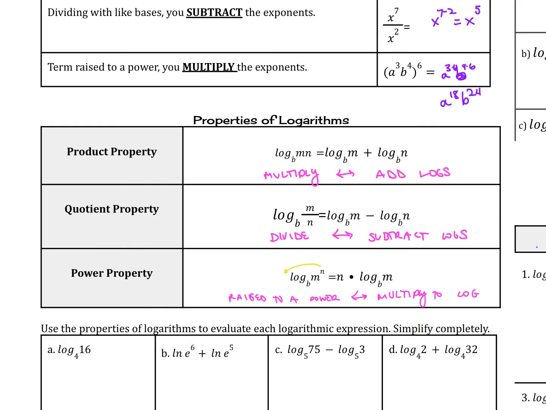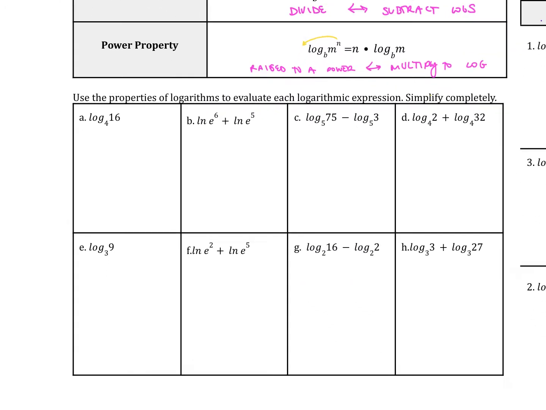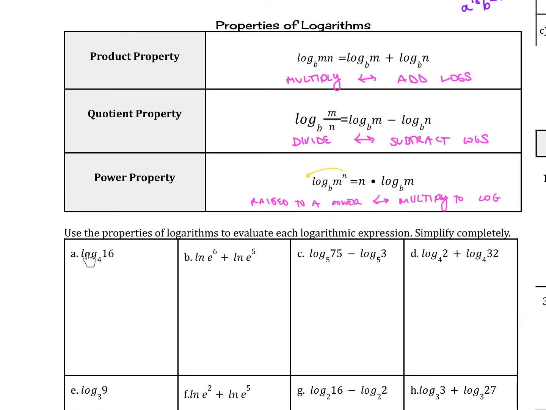Now we're going to use properties of logarithms to evaluate each logarithmic expression and simplify completely. So in the first example, we have log base 4 of 16. Now there's a couple ways that we can represent it, but because I want to use some of these properties here, I want to use specifically the product property just so you can see how we can break it down. So 16, we can rewrite that as 4 times 4. So let me write it that way. Log base 4 of 4 times 4.